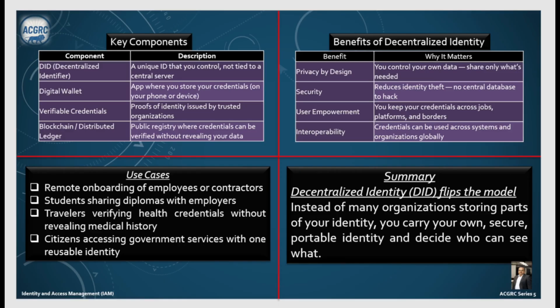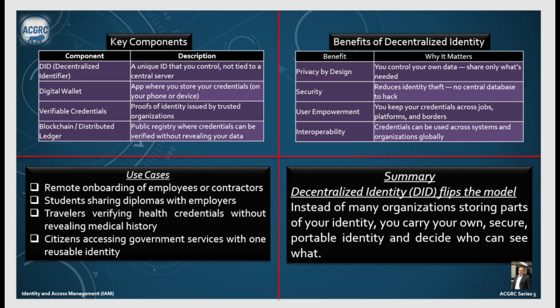Key components. First, you need a decentralized identifier. This is a unique ID that you control, not tied to a central server. Next is the digital wallet, an app where you store your credentials on your phone or device. Next is a verifiable credential, which is a proof of identity issued by a trusted organization. Next is a blockchain or distributed ledger, which is a public registry where credentials can be verified without revealing your data.